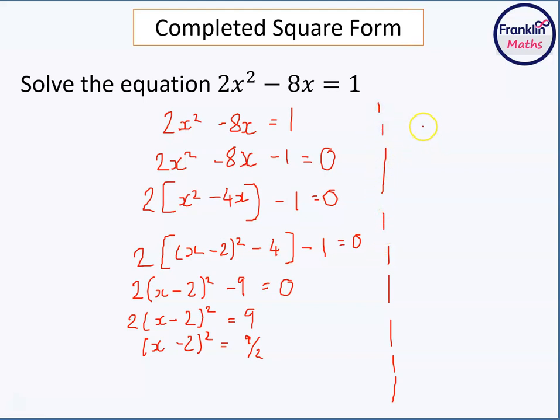Right, from there then, we're going to square root both sides. So it becomes x minus 2. We don't have to keep the bracket. Now obviously when you square root, you do get a plus and minus square root of 9 over 2. Now this bit here can be cleaned up a little bit. The square root of 9 is 3, and the square root of 2 is the square root of 2. And the last step then is x is equal to 2 plus or minus 3 over root 2, and I'm done.